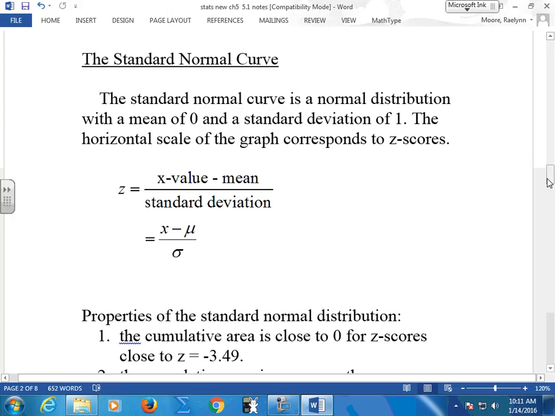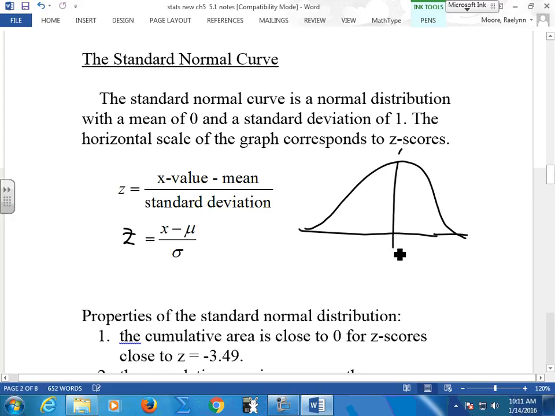We use your standard normal curve. Your standard normal curve has everything that your normal distribution does, and it has a little bit more. It has a mean of 0, and it has a standard deviation of 1, right? Then we're back to your favorite little z-score formula. So this is your z-score formula. It says this. This is where your 0 is. Standard deviation of 1.